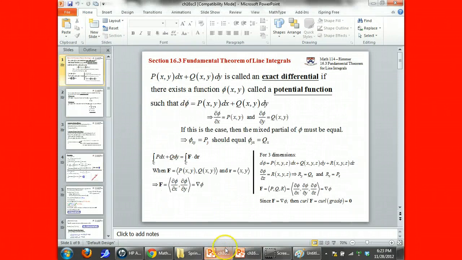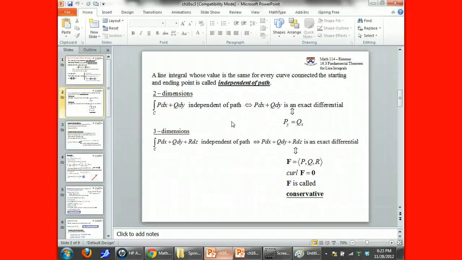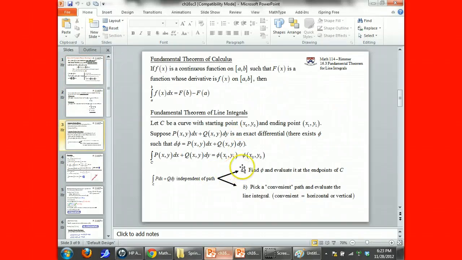We were in 16.3, talking about how to deal with line integrals in a better way than just parameterizing the curve. We said if it turns out that you have an exact differential or the vector field is the gradient of some function, then you can instead use the fundamental theorem of line integrals, find out what that function is, and just evaluate that function. Or you can pick a convenient path and evaluate that line integral.